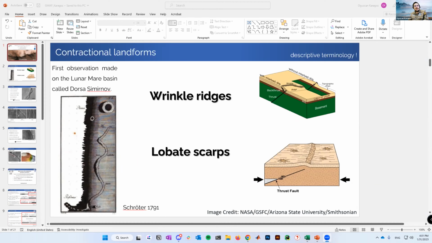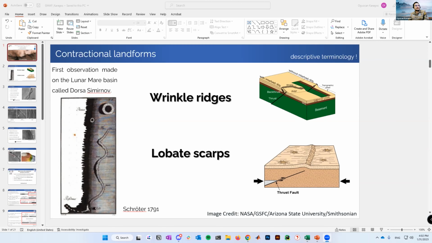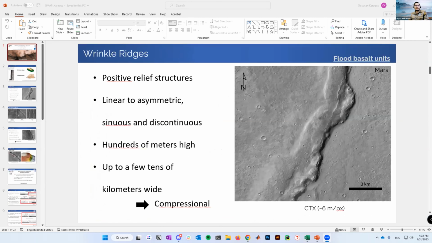You should always keep in mind that what we are dealing with in planetary geology is always descriptive terminology, like what we are seeing and what we are describing. Both of them are relatively similar, but they have some differences in their formation and also in their appearance. Okay, let's start with the wrinkle ridges.